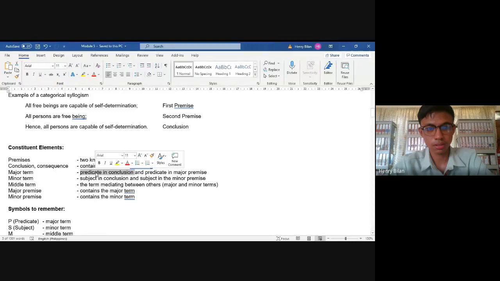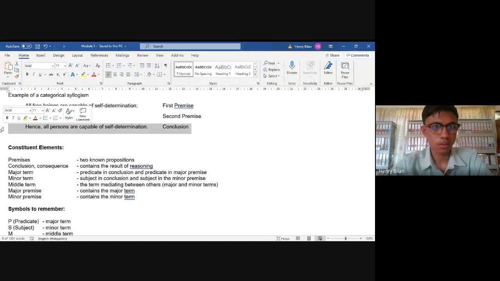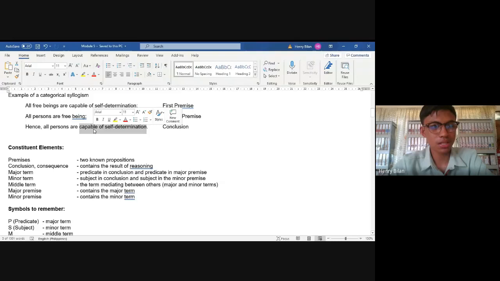Parati yan. So sa halimbawa natin sa taas, nasaan ang major term? So pupunta tayo sa conclusion. This is the conclusion. So sir, nasaan ang predicate? The predicate is this one. Capable of self-determination. Kung ito yung predicate na sinasabi, ibig sabihin, ito yung major term. So always, pag sinabihan ka na, nasaan ang major term, puntahan mo kaagad yung conclusion. You go directly to the conclusion because you can find it there. Do not go to the premises. Mahihirapan ka. Okay? That is the major term.